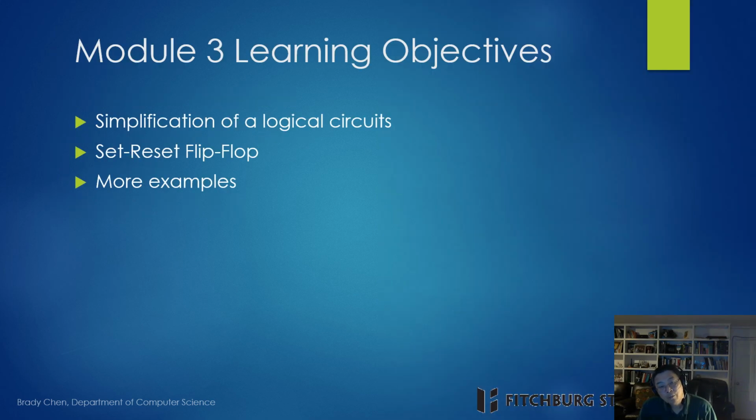And here are the learning objectives for Module 3. We'll first continue to talk about how to simplify a logic circuit. So we briefly talk about the relationship between logic circuits and a Boolean expression. We know for each circuit we can create corresponding logic expressions, and then we can simplify the logic expression, and then we can recreate a new logic circuit that is equivalent to the original one.